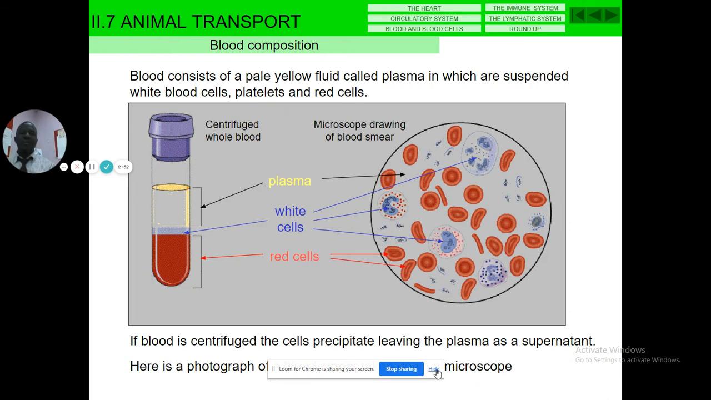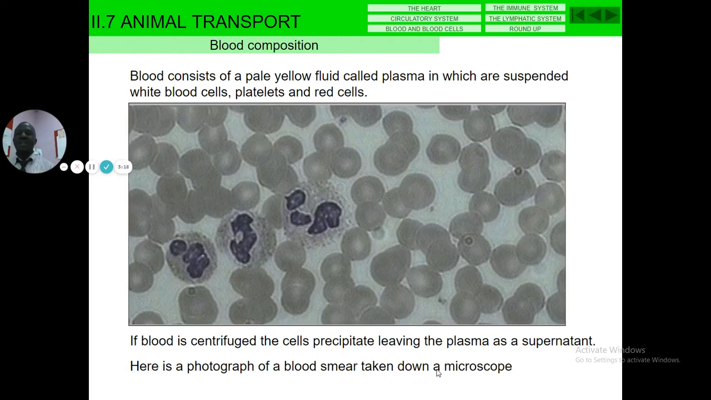It's basically of two parts: the plasma and then the cells. So the plasma is a pale yellow fluid in which blood cells are suspended. Plasma takes the biggest percentage, which is 55%, and then the cell content takes the 45%. Plasma has a lot of components, as we are yet to see, but when blood is centrifuged, the cells precipitate, leaving the plasma as a supernatant.